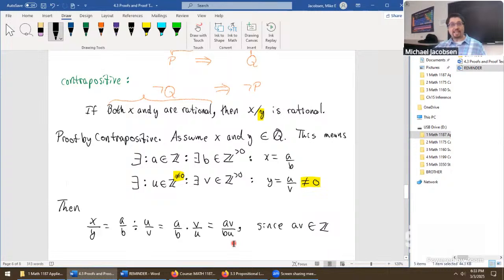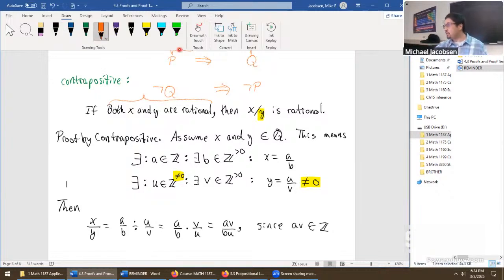Now, the next thing we have to check is two things. bu has to be an integer, and it cannot be 0. So let's see. b was strictly positive, so it lost the potential of being 0. u is any integer that's not 0 itself. So the product of two non-zero integers is also non-zero. That's just the zero product property of the real number line.